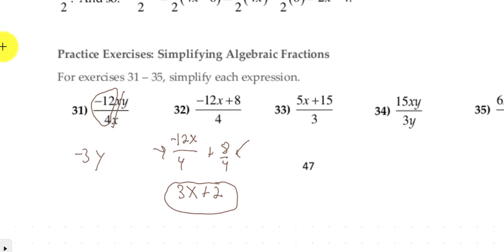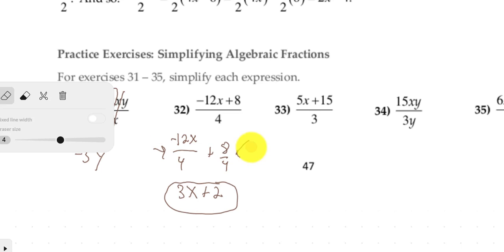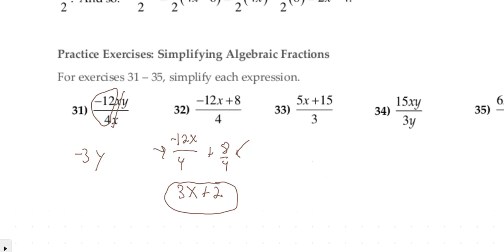Try one more. I'm going to distribute the 3. So let me see if I can erase the page number here. Hey, look at that. My eraser did work. Okay, so if I distribute the 3 to each term, I have 5x over 3 plus 15 over 3. Right? And unfortunately, the 5x over 3, there's nothing I can do with that. But 15 divided by 3 becomes 5. Right? That's the best I can do here.